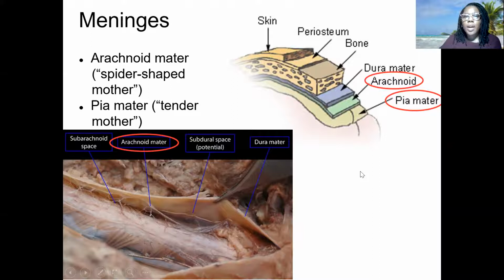So those are our three meningeal layers. And again, in between each of those layers, we have spaces or potential spaces in the event that there's bleeding or any type of injury to the brain or the meninges. So we have the subarachnoid space that is between the arachnoid mater and the pia mater. And then we have the subdural space, which is actually above the arachnoid mater and underneath the dura mater.